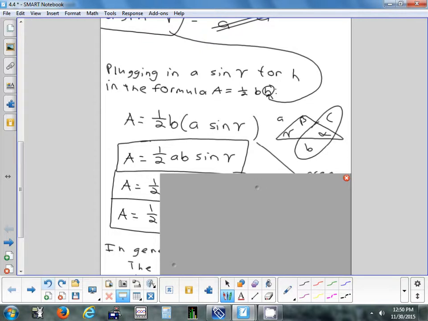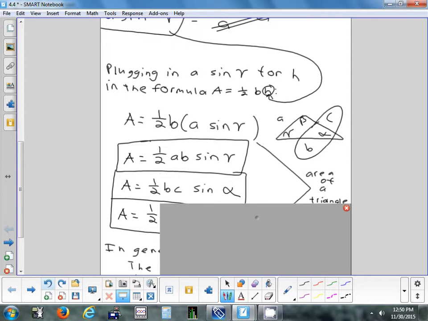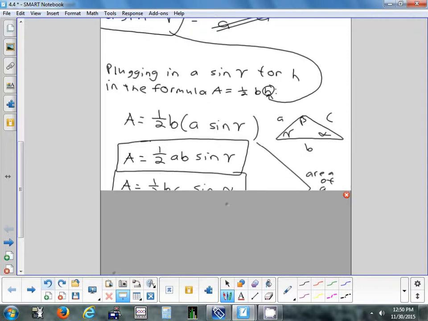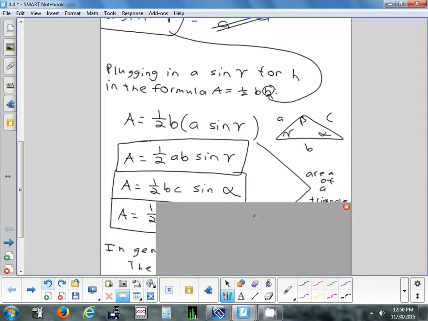1/2 BC sine alpha. Yeah, 1/2 BC, two sides, times the sine of the angle between them. And what about the last version? Let's see if I can do this. Using the top three, 1/2 AC sine beta. Beta, yep.